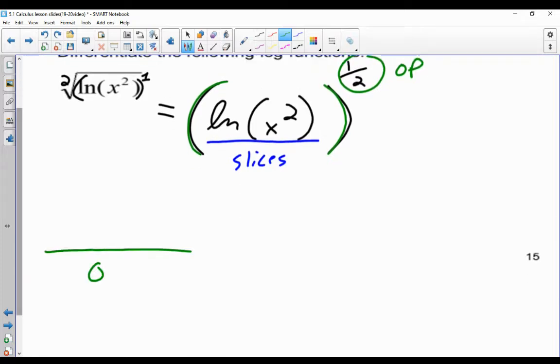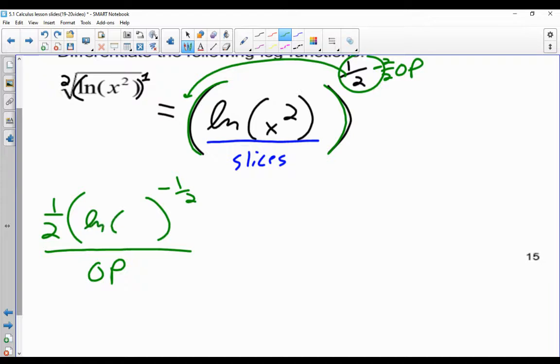Okay, here, my orange peel. To derive it, I'm going to multiply the 1/2 to the front. And then my new power, I'll have to subtract 1, or subtract 2 over 2. And that's going to give me a power of -1/2. Now inside the parentheses, you will still have natural log x squared. We do not derive the natural log just yet. Okay, there's your orange peel.